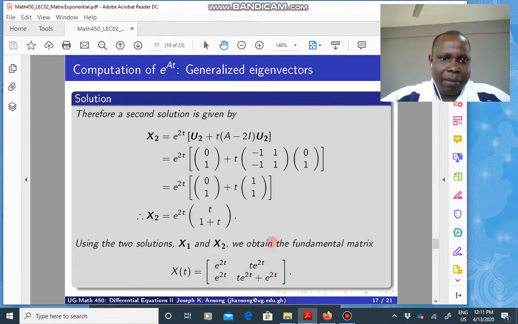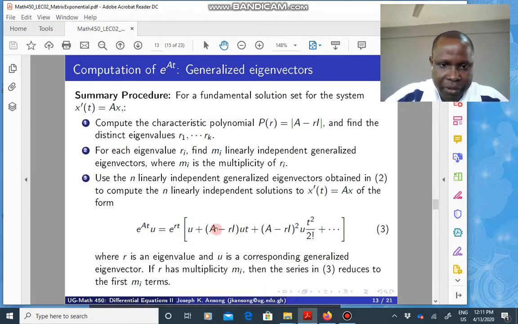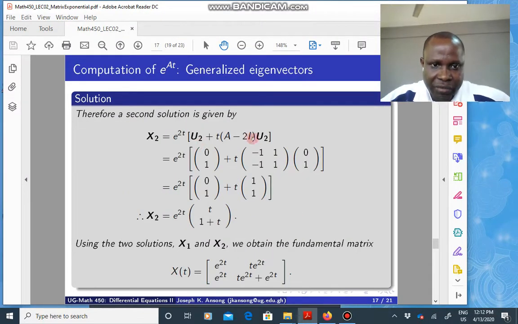And so now my second solution is given by this. Note that the second solution is u2 here multiplied by this term. You have to go back to this equation here. These terms vanish. The square term plus the other ones will go to 0. So you are left with this. That's what is giving you the solution. So your second solution is given by this. Compute what is in the square brackets, and that gives you that. So x2 is e to the 2t times (t, 1 plus t).